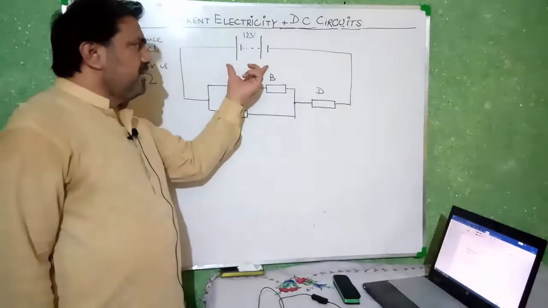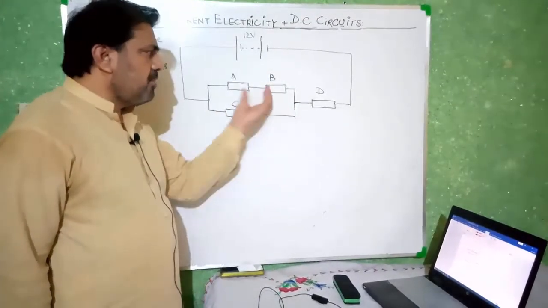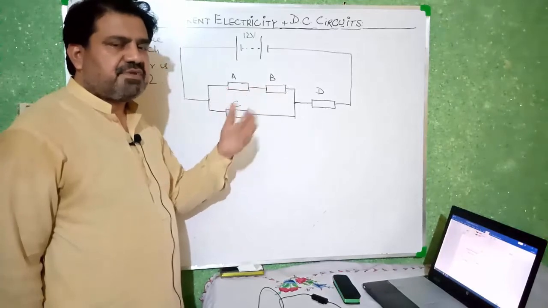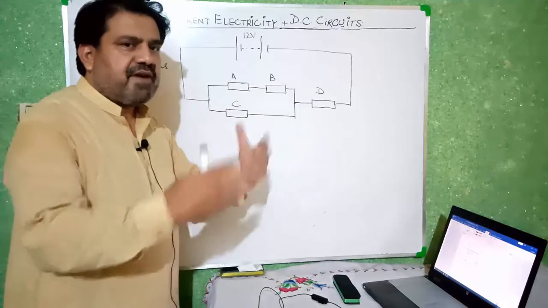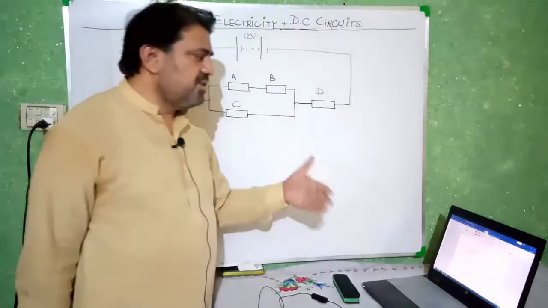A battery of 12 volt is there. 4 resistors are there in the diagram. They are combined in different patterns. A few of the resistors are connected in series, sometimes they are connected in parallel, again they are connected in series. We have to identify these combinations and find what he's asking about.